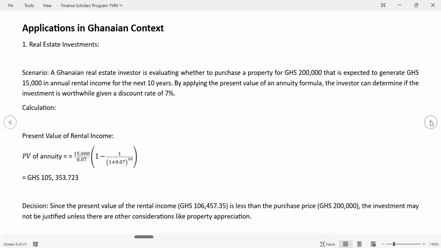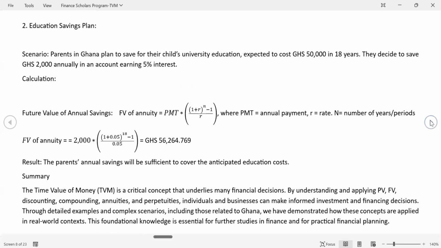This formula works. So you just have to sit down, write the formula, and then go with it. These are just examples to help you understand better. You can pause the YouTube video, read through the example, and get some explanation. So there's a summary down there.